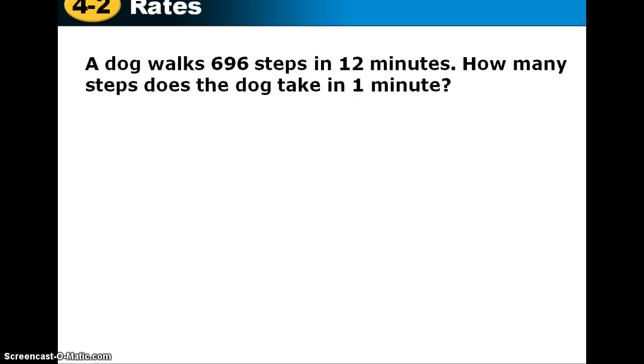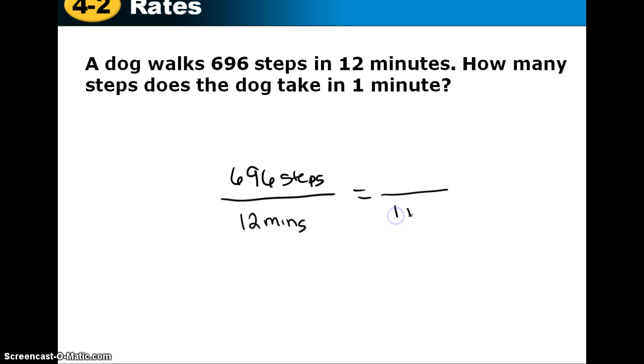Here's an example. A dog walks 696 steps in 12 minutes. How many steps does the dog take in 1 minute? So to do that, I want minutes in the bottom because I want that to equal 1. So we write 696 steps over 12 minutes, and you can abbreviate, equals, and we want this to be in 1 minute because that's going to be our unit, our rate.